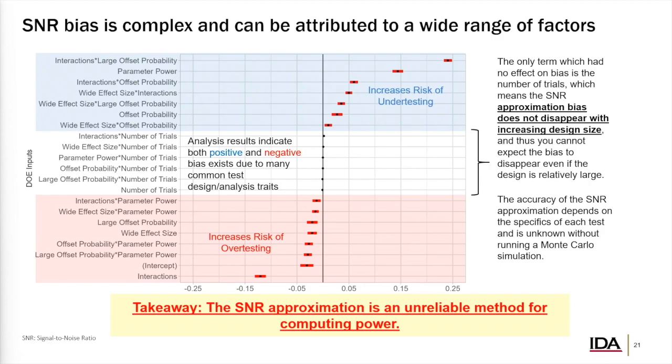So now that we've covered that and say, okay, don't use the SNR approximation, what other tools can we use? Because I just recommended throwing out one of these tools that is used widely throughout the test community.